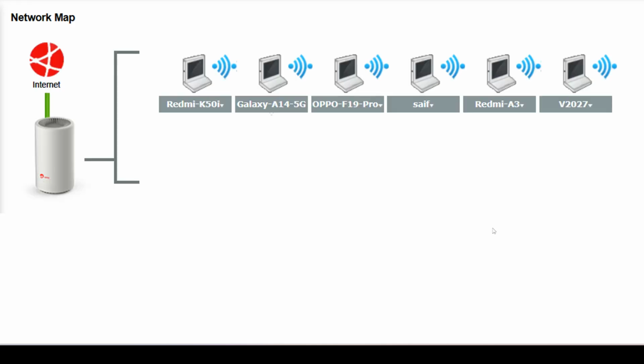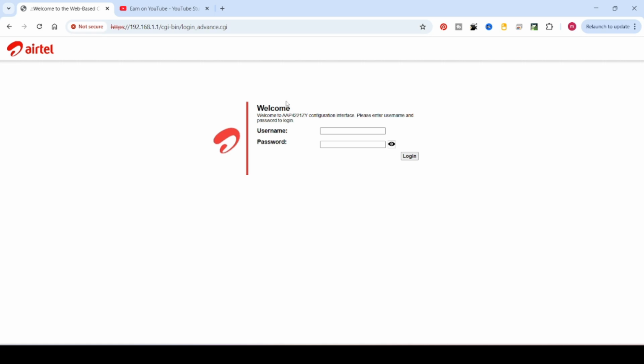Now let's fix this. First, connect any working device to Airtel AirFiber Wi-Fi. Use mobile or laptop that still has internet. You cannot open router page without Wi-Fi connection. Now open Google Chrome, type in the address bar 192.168.1.1. Press enter, you will see Airtel router login page.